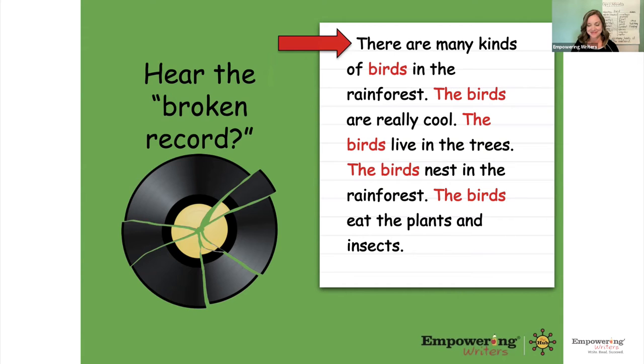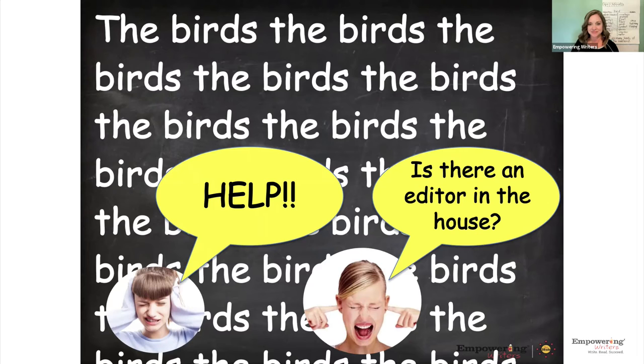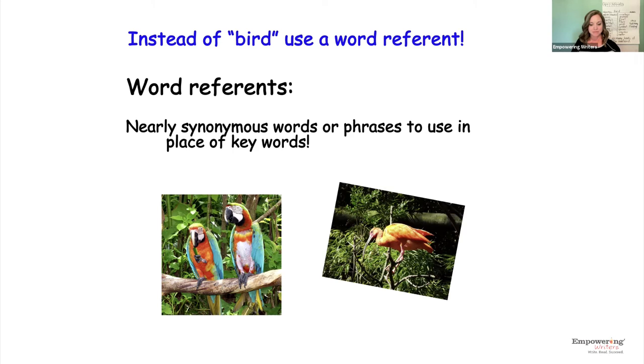And then we move on from there and we say, okay, so if we keep hearing the same language over and over again, what do we need to do? How can we help this author? And so that's where we introduce, instead of the word bird, we're going to use a word referent, a way to refer to a bird. It's a nearly synonymous word or phrase to use in place of a keyword.